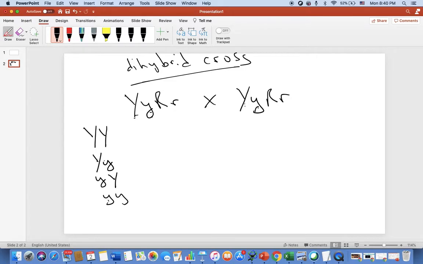Note that this is heterozygous dominant for the yellow. This is also heterozygous dominant for yellow. These alleles are interchangeable. This is exactly the same thing. So to get possible combinations for my R, or my round and wrinkled, crossing this R with that R, I'll get this. This R with this R, I'll get that. And this R with that R. And this one with that one, homozygous recessive.